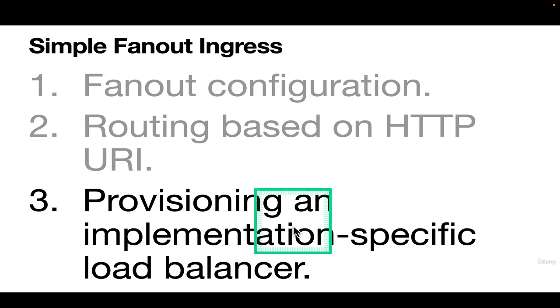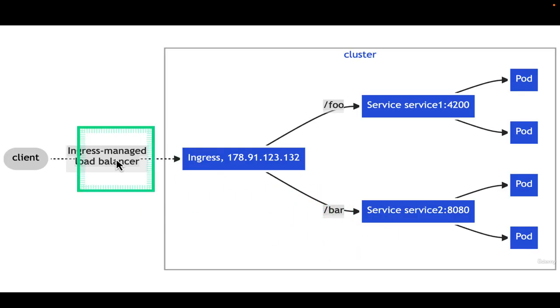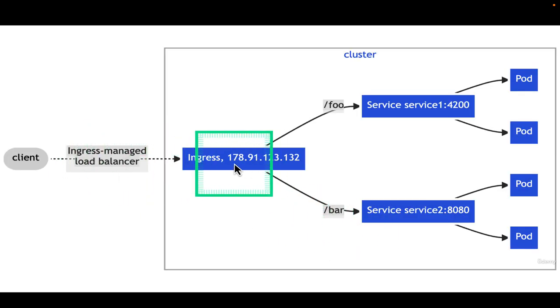The Ingress controller provisions an implementation-specific load balancer that satisfies the Ingress. This happens as long as the service exists. Once done, you can see the address of the load balancer at the address field. So this is an Ingress-managed load balancer, and this is a fan out example.